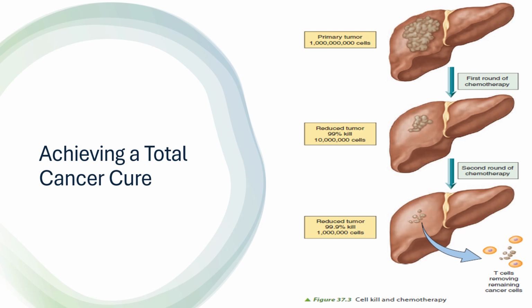A drug that could kill 99% of these cells would be considered a very effective drug indeed. Yet, even with this fantastic achievement, 10 million cancer cells would remain, any of which could potentially cause the tumor to return and kill the patient. The relationship between cell kill and chemotherapy is shown here in this figure.